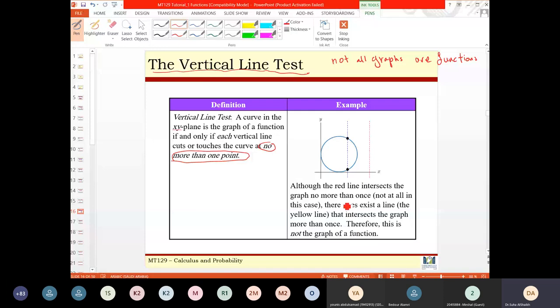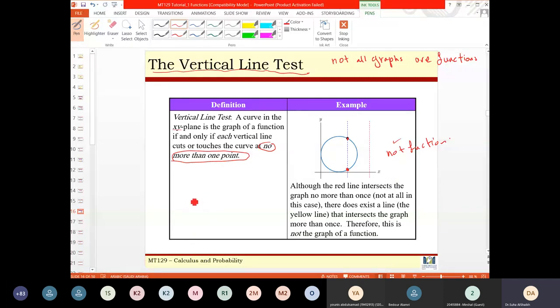So look at this example here. Is it a function? According to this, it's a function, if each vertical line touches at 1 point only. This one is touching at 2 points, right? So this one is not a function. This is a circle. This is a graph of a circle. But it's not a function.